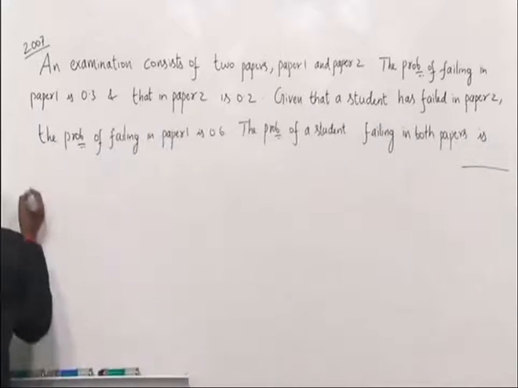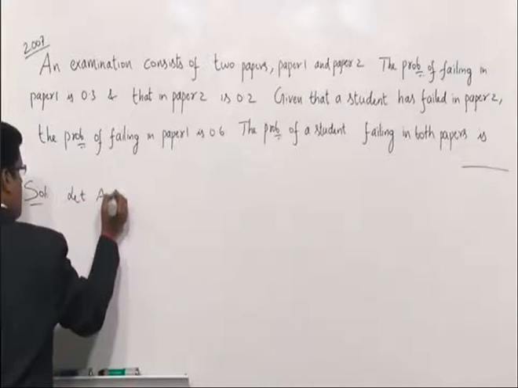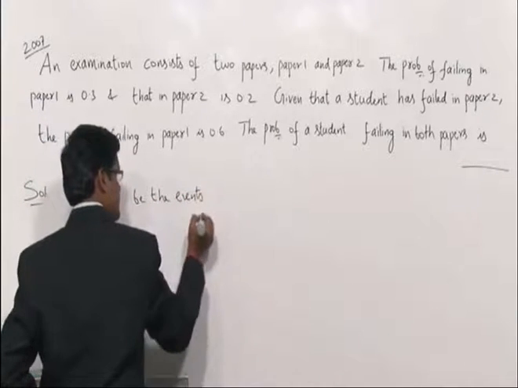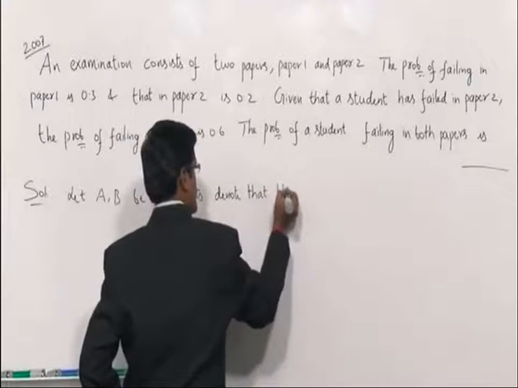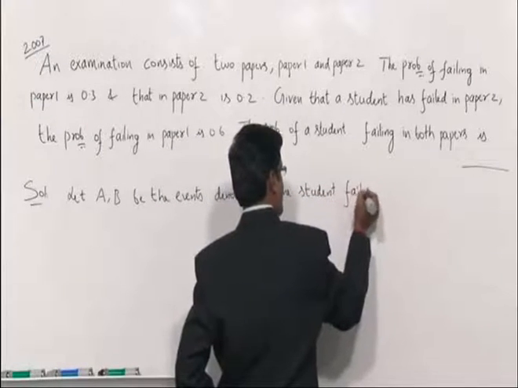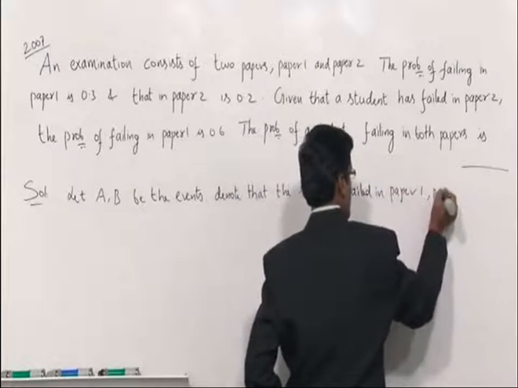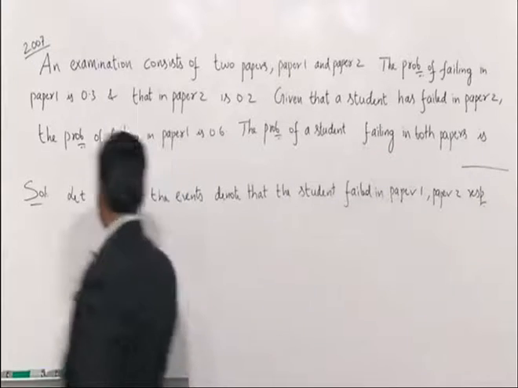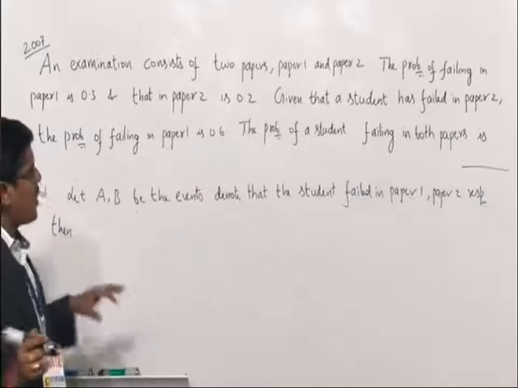Okay, solution. Let A, B be the events denoting that the student failed in paper 1, paper 2 respectively. Then from this assumption, A, B: failed in paper 1, paper 2, what are the given?